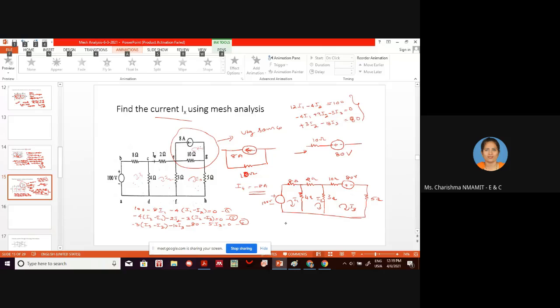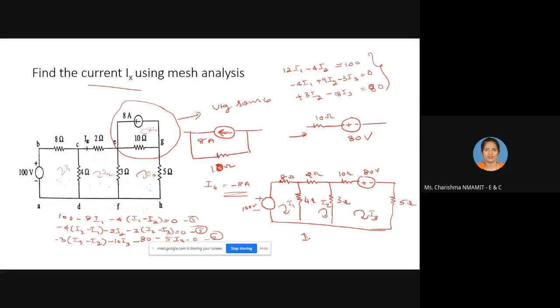Are you getting I1 equal to 9.26, I2 equal to 2.79, and I3 equal to minus 3.97? Are you getting these values?